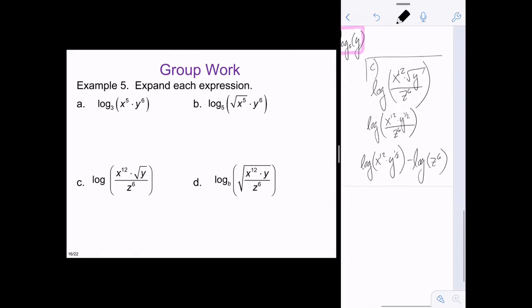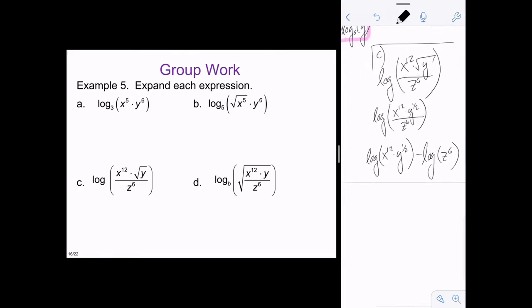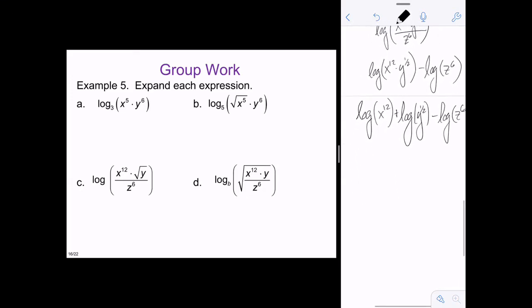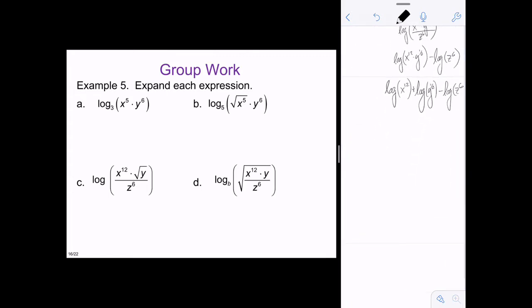So I'm going to zoom out a little bit so I can actually write. So I'm going to have log of x to the 12, and then it was multiplication, so it's going to be plus log of y to the 1/2. And then this is still going to stay minus, oh, why does that keep getting weird? Minus log of z to the 6. Okay. There's just not enough room. Okay, so I'm going to do it this way.